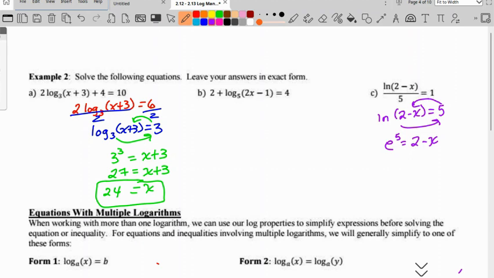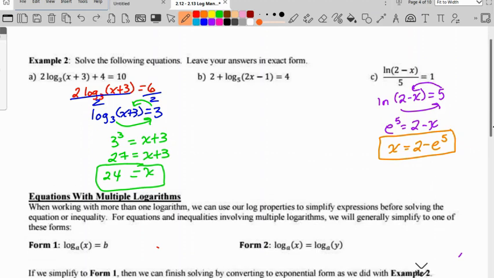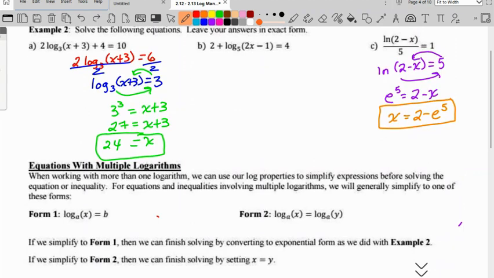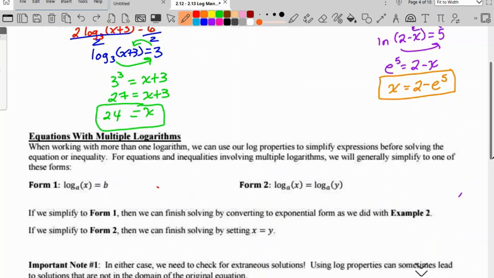Now this time we do have a little bit more work to do to finish solving for it. I'm going to add x to both sides and then subtract the e to the 5th. So I get 2 minus e to the 5th. And we're leaving it in exact form. Not too bad. It's nice to actually just be doing some regular equations. I think the log properties, exponential properties, are kind of fun to play with and work with. So hopefully you'll enjoy solving those equations as well.